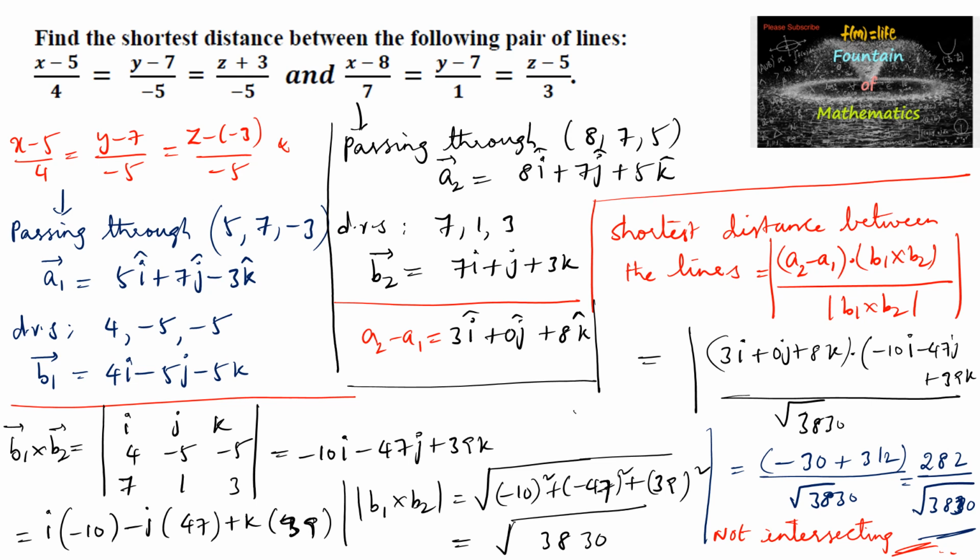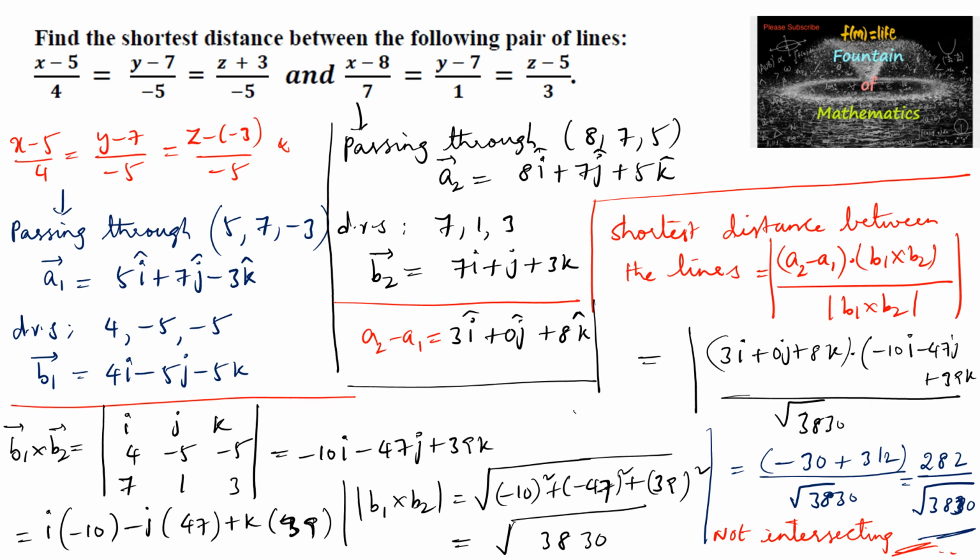So minus 30, and here it is 39 8 times, so 240 plus 72, that is 312, divided by root of 3830, which is equal to 312 minus 30, that is 282. So we can say 282 divided by root of 3830 is the answer. The shortest distance is 282 upon root of 3830.